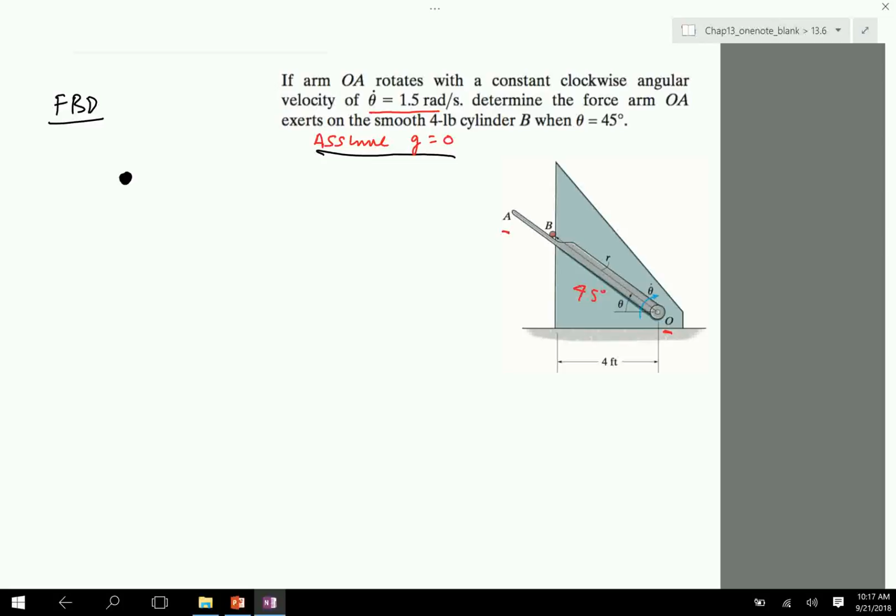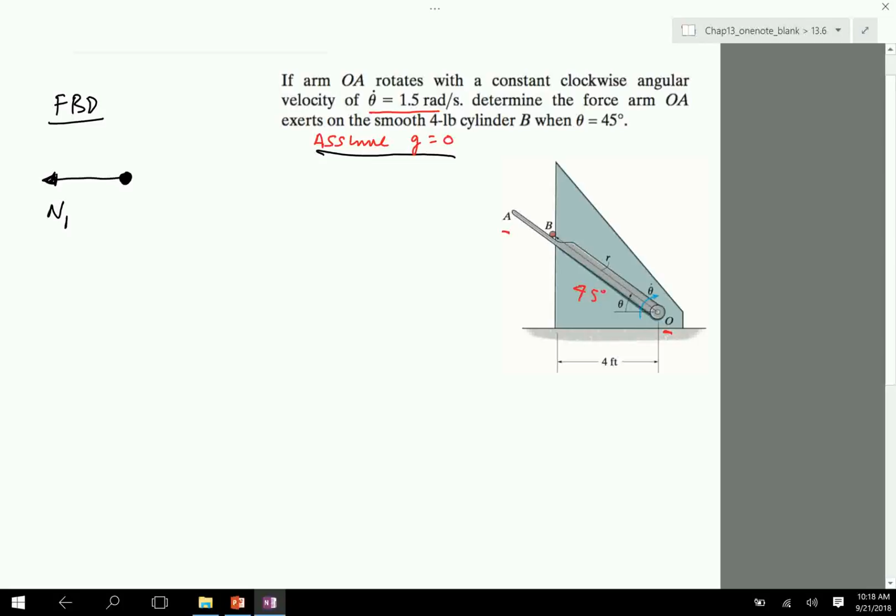When you draw forces, think of all the surfaces where the cylinder is contacting. So the cylinder contacts the vertical surface. Since it's a circle, the force exerted by the vertical wall is going to be normal, right? So it's going to be a horizontal force. So let me show that as this, and let me call that N1. Okay, that's an unknown.